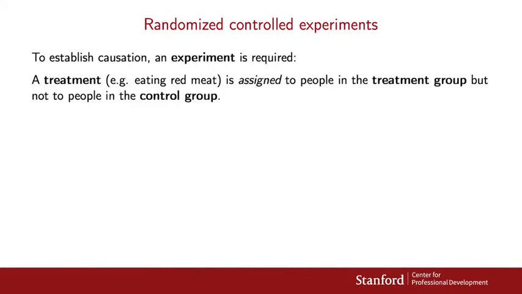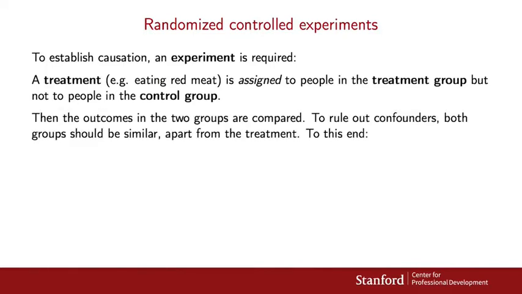In an experiment, a treatment is actually assigned to people in one group but not in the other group. Treatment is a technical term. For example, if we have a new medication against high blood pressure, then the treatment would be to take this medication. The group that gets the treatment is called the treatment group, and the other group is called the control group. After we assign the treatment, we compare the outcomes in the 2 groups.